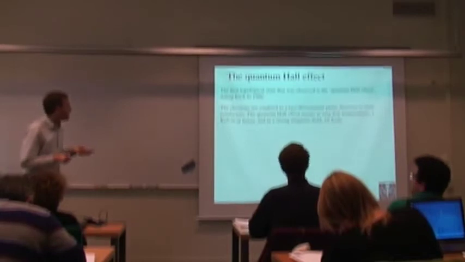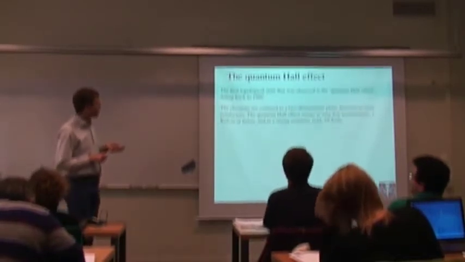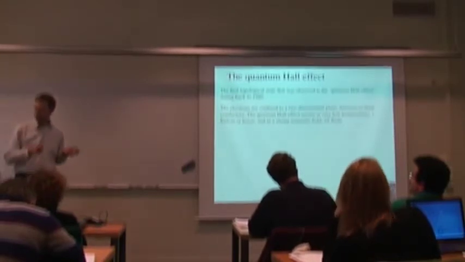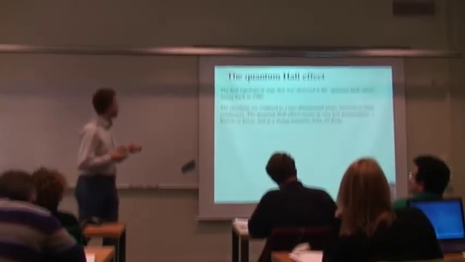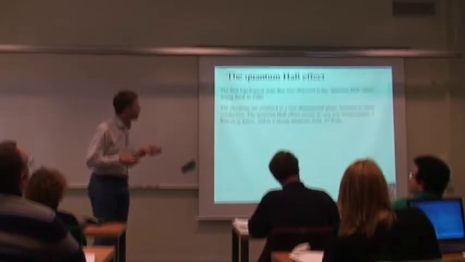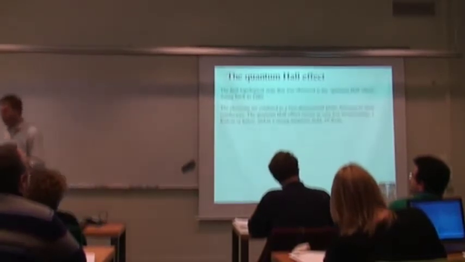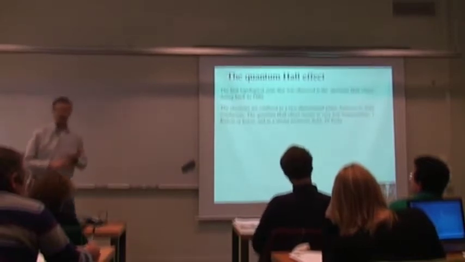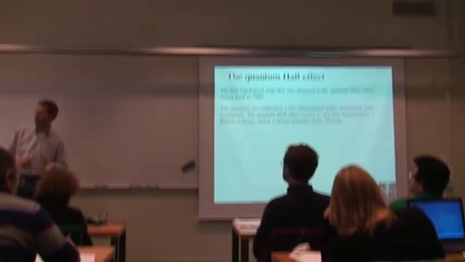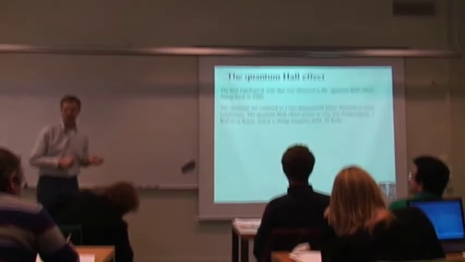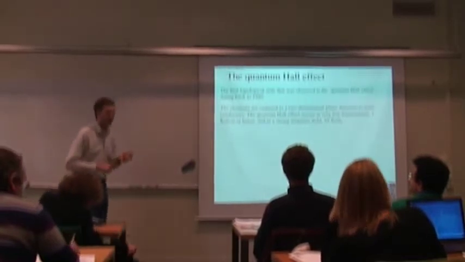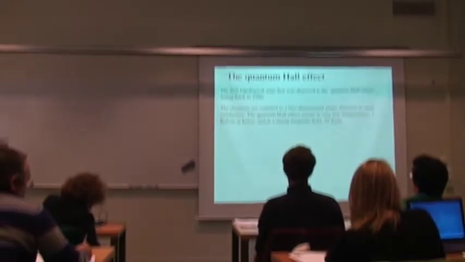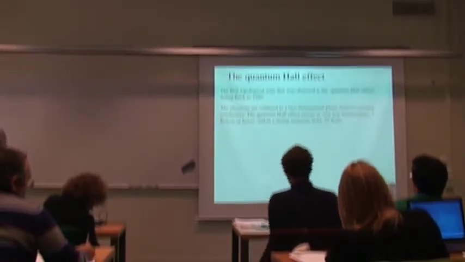On top of that, they had to go to very low temperatures, like a Kelvin or lower, so 1 degree above absolute zero, or maybe even less than that, and put on a very strong magnetic field, say 10 Tesla, something like that. That's maybe 10,000 times stronger than the Earth's magnetic field. Numbers. Let me first talk a little bit about what magnetic fields do.